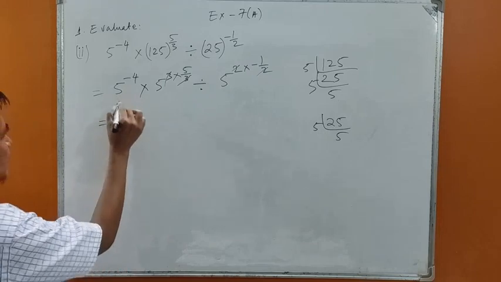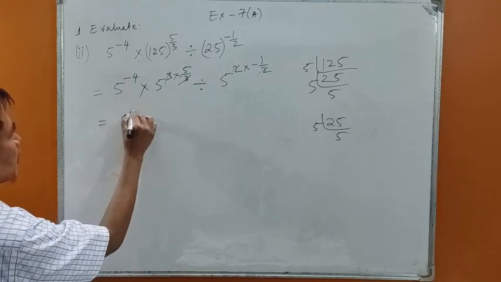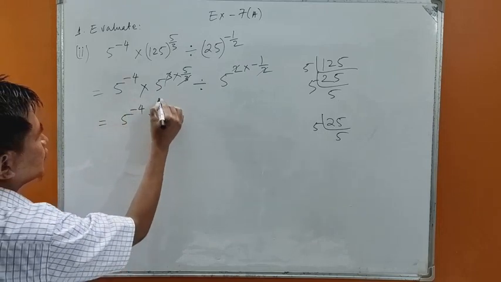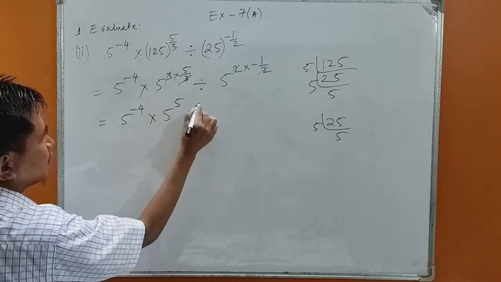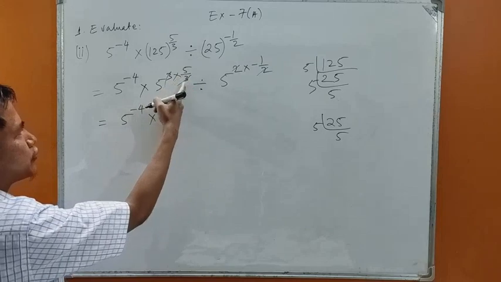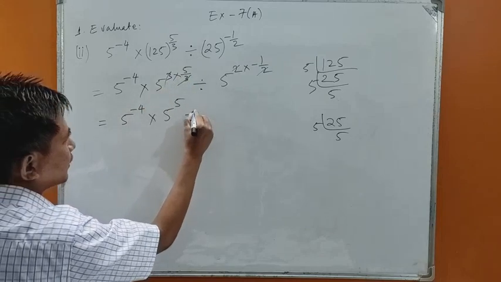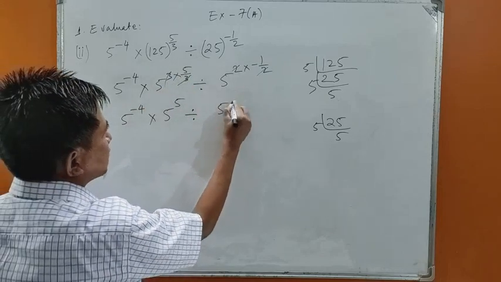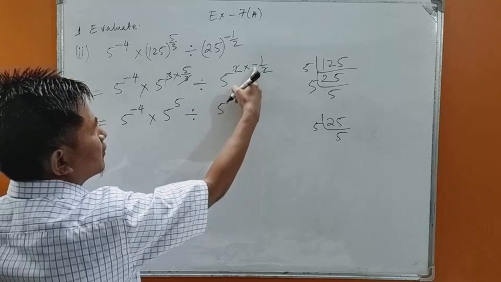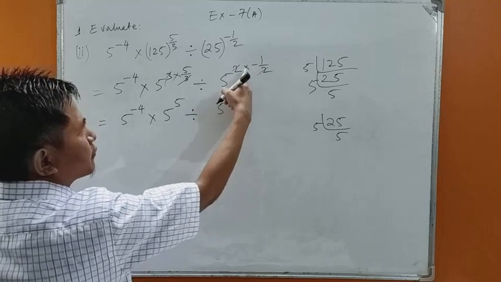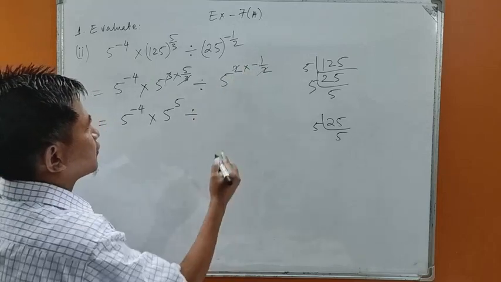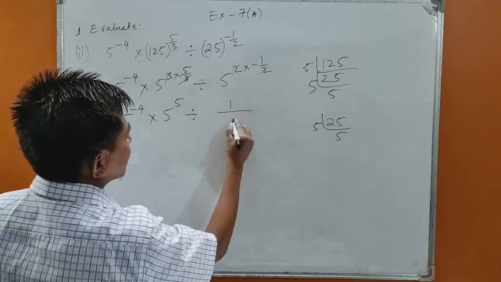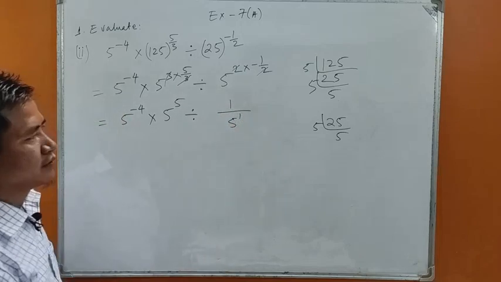So let's write the remaining 5 to the power minus 4 into 5 to the power 5, isn't it? 5 to the power 5, 3 3 cancelled, divided by 5 to the power minus 1, 2 2 cancelled, 5 to the power minus 1. So instead of writing this 5 to the power minus 1, why should I not write 5 to the power plus 1, isn't it?